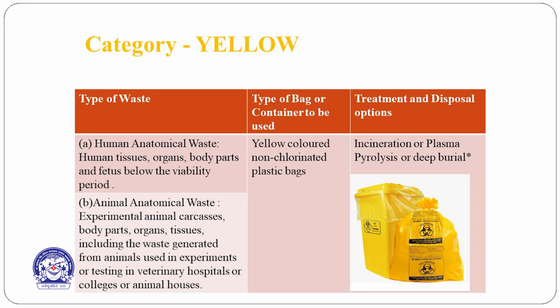The type of waste in category yellow can be human anatomical waste like human tissues, organs, body parts and fetus below the viability period. Animal anatomical waste, experimental anatomical carcasses, body parts, organs, tissues, including the waste generated from animals used in experiments or testing in veterinary hospitals or colleges or animal houses. The type of bag or containers to be used can be yellow colored non-chlorinated bags. Treatment and disposal options are incineration, plasma pyrolysis or deep burial.